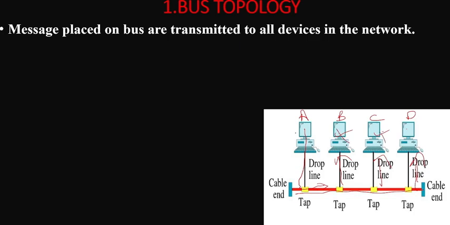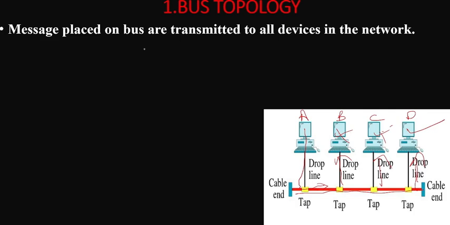Computer A has sent the data to computer D. So D is a valid recipient, and D will accept the data. Other computers B and C will reject the data. But they will get the data because they are in the same network and connected using bus topology. That is, only one long cable is used to connect all those 4 computers.